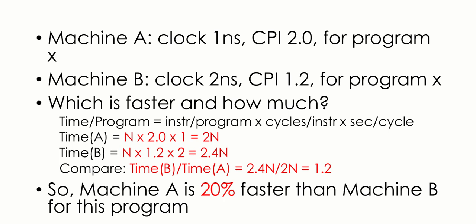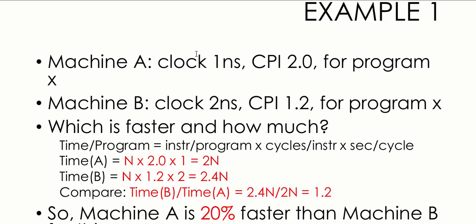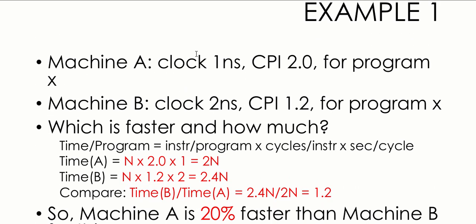Yeah, so continue with our work on performance measure. We have a few questions here. And this question is saying machine A has a clock of 1 nanosecond period and a CPI of 2.0, clock cycle per instruction of 2.0 for a program X. Machine B has a clock of 2 nanoseconds and a CPI of 1.2 for a program X.